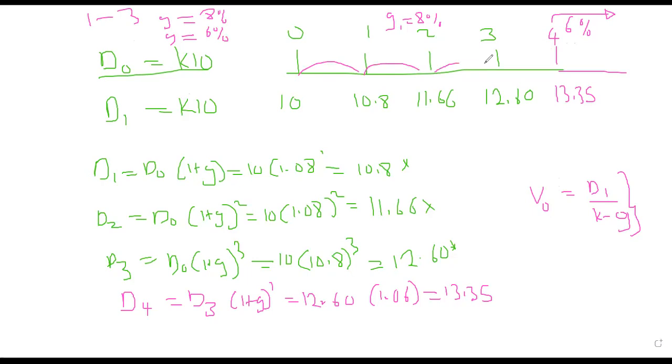How do we calculate these values of stock? From year 1, we multiply by 1.08 to get the subsequent years. Are we together? But from year 3 to year 4, it dropped to 6%, so we're going to multiply by 1.06. So far, we're together on the future values, which are the dividend values. Are we together? Yes, we are.